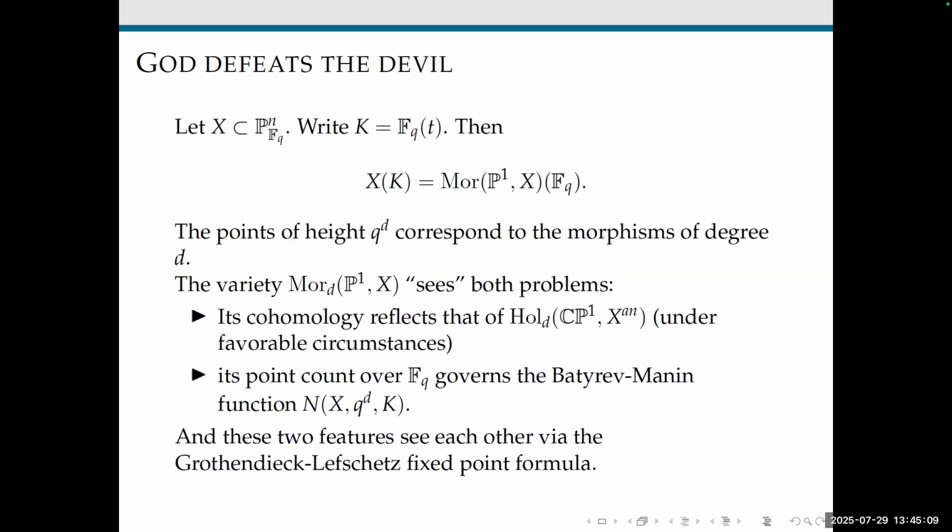So this is the bridge, but it wouldn't be much of a bridge if one thing about the variety could see this topological question, and the other part could see this number theoretic question. Those two parts of the variety have to see each other, and indeed they do. That's sort of what the Grothendieck-Lefschetz fixed point formula does. It gives us some relation between the counting of points on this variety and its cohomology.